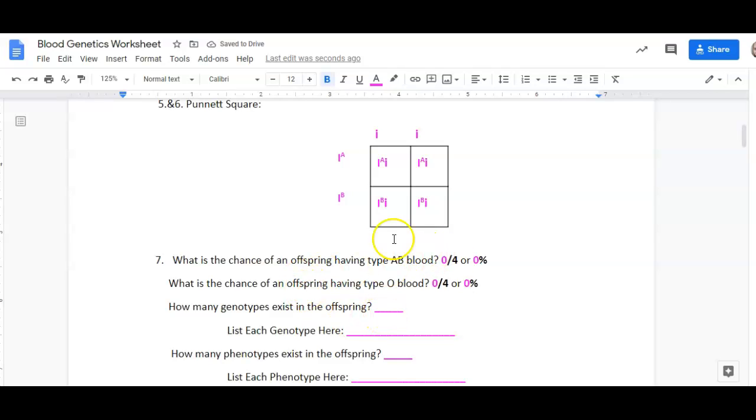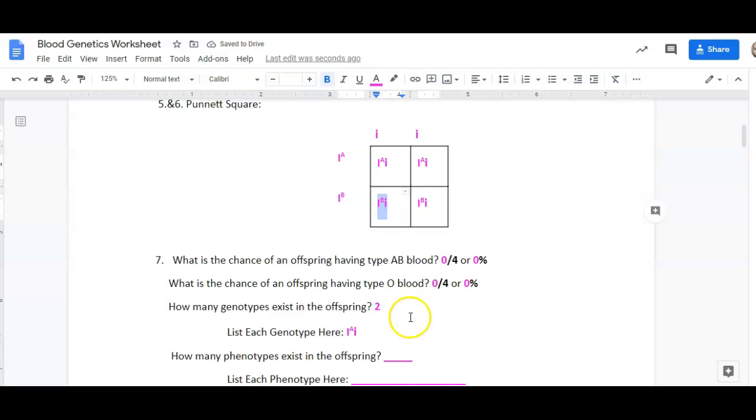How many genotypes? Remember how many different gene combinations are there? Well, I see this one. Okay. This is the same as that one, right? IBi and IAi is the same up there. So we have 2. What are they? List them. Well, I'm just going to take them and copy and paste them here. Here are my 2 genotypes, my gene combinations.